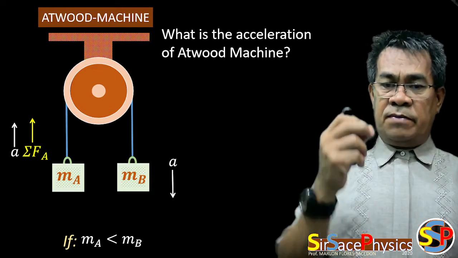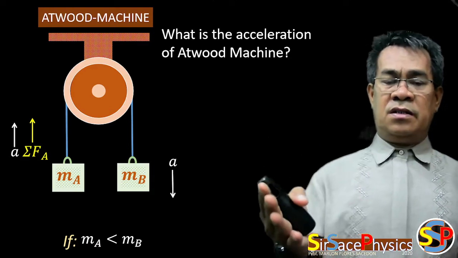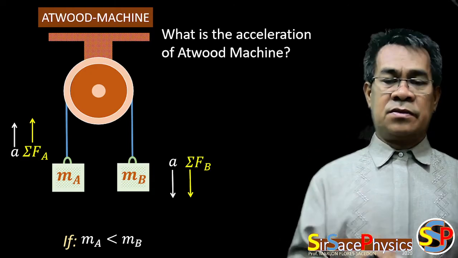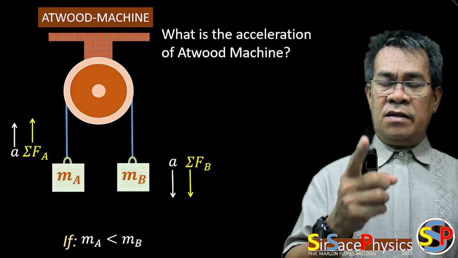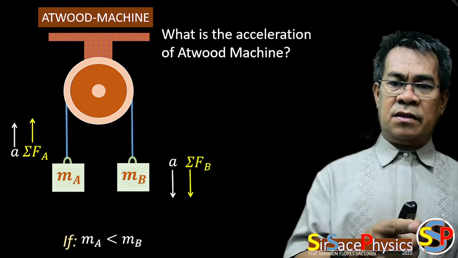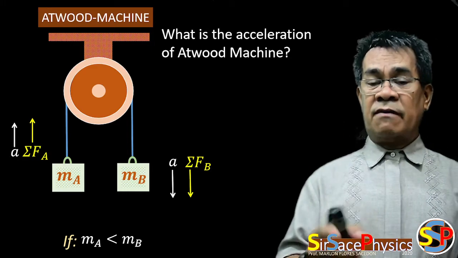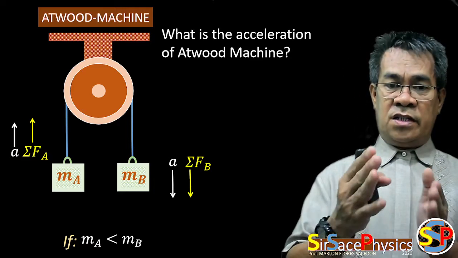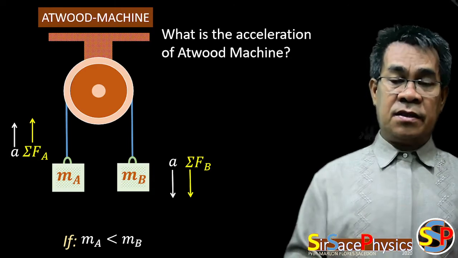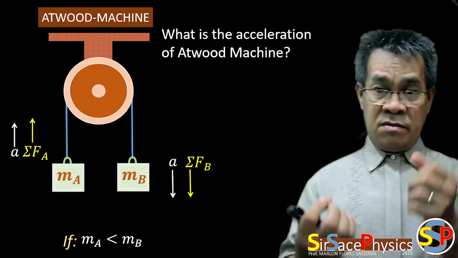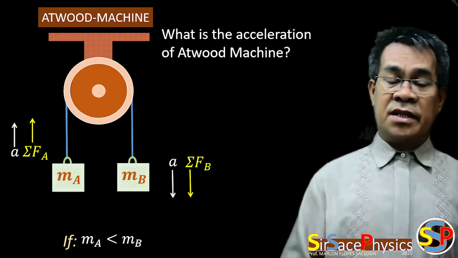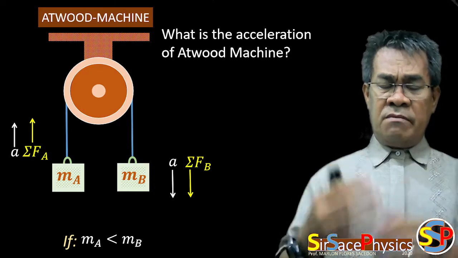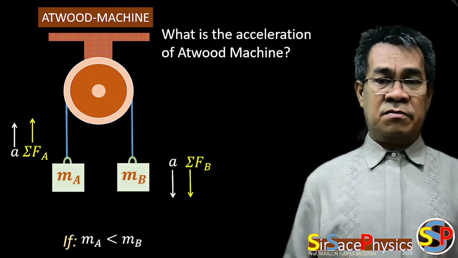And since B has the acceleration which is the same as A, it also has a net external force. Now remember that the acceleration of A is the same as the acceleration of B, but the net external force of A is not equal to the net external force of mass B. They will have the same unbalanced force only if they have the same mass. Now in this case, their unbalanced forces must not be the same.